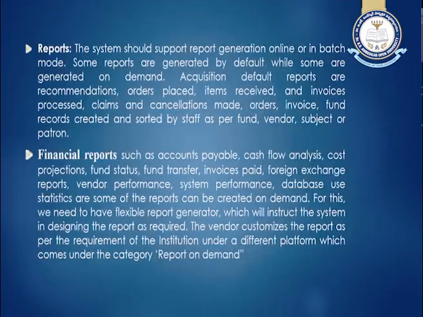Reports: the system should support a report generator, online or offline. Some of the reports are generated by default. While we do some operations, like we enter the titles and prepare an order list, then automatically a list of orders placed will be printed out, which you can take. A list of recommendations can be done. Then items received: what are the books received today, and invoices processed today.